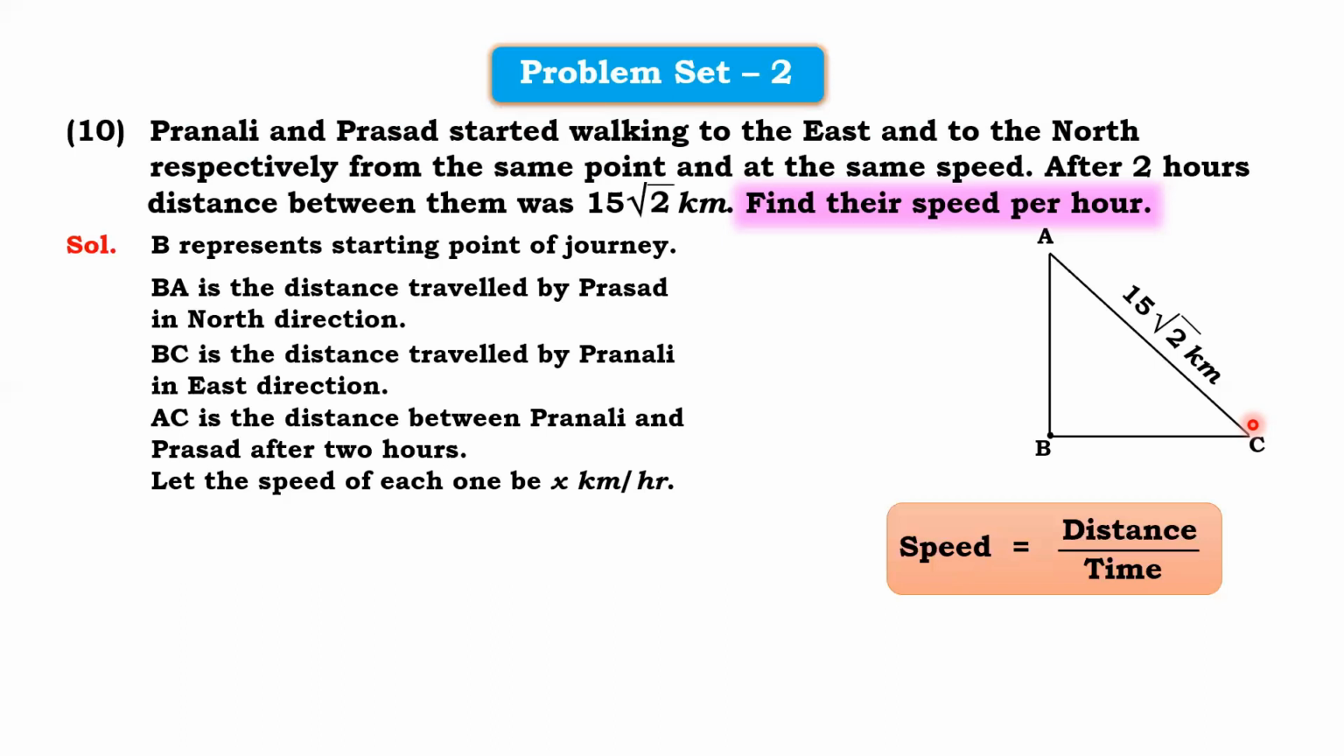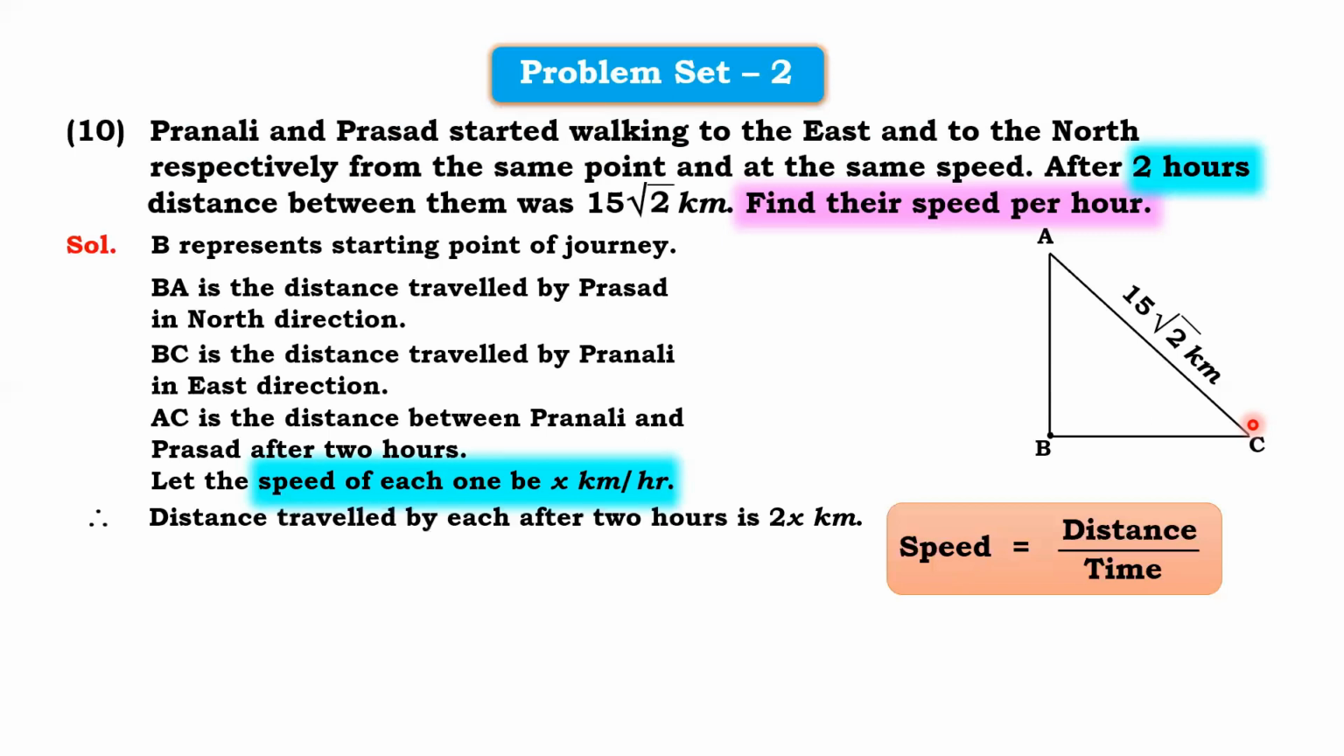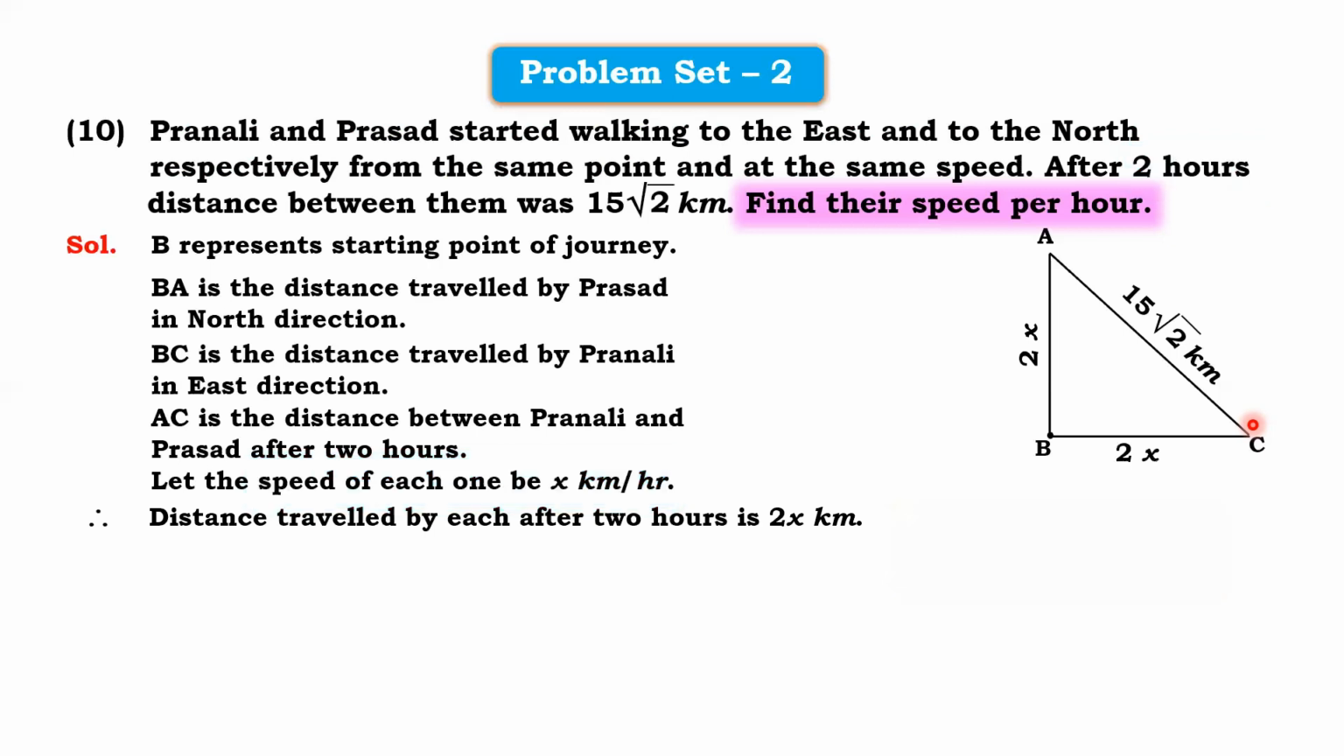Is it clear to all of you? Perfect. So here we can say distance traveled by each of them after 2 hours is 2x kilometers. So BA is 2x, BC is 2x. Now students, directions are always perpendicular to each other. So if you see this triangle, we can clearly say angle B is 90 degrees, right? Given to us, the directions are perpendicular.